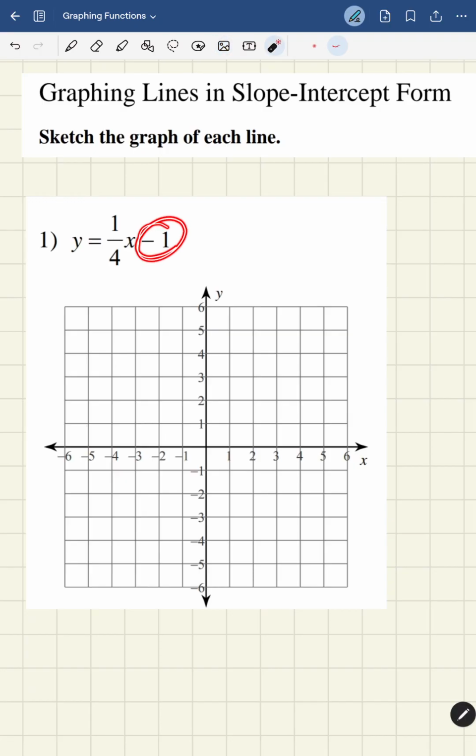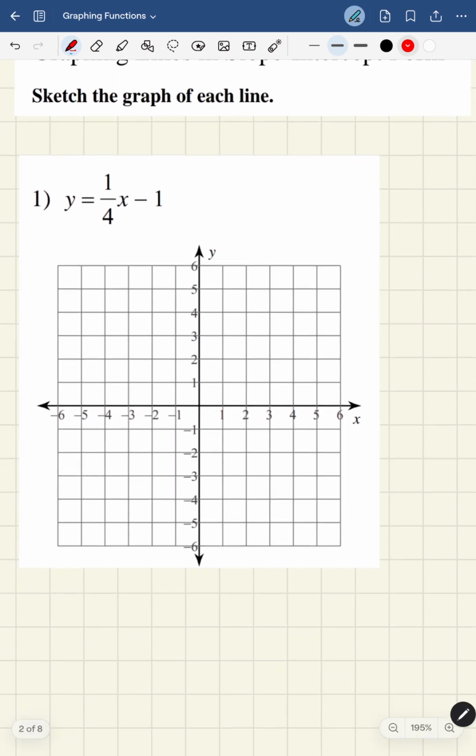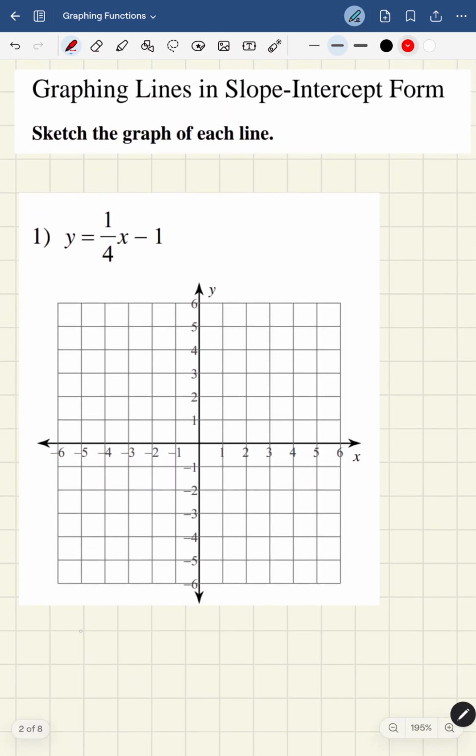Here we've got -1. What's that? That's the b. That's the initial value. So let's write that down. The b is the initial value. So b equals -1. That means I can take my b, -1, and it goes right here. Remember, it's the y-intercept.